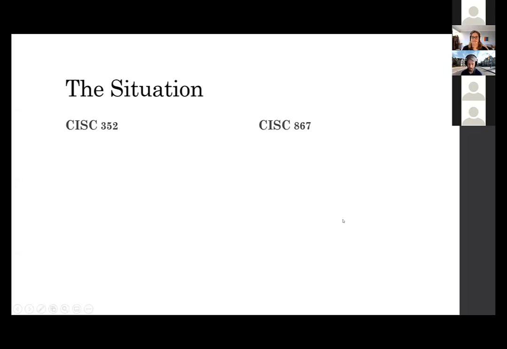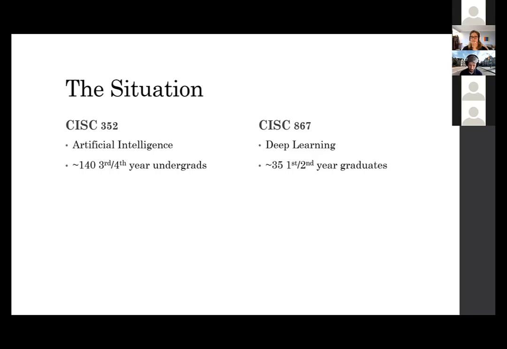So the situation was we had CISC 352 and 867. 352 is the area of artificial intelligence, and 867 is a graduate course on deep learning. Deep learning is a sub area of artificial intelligence, and these are the 2 flagship AI courses for our undergraduate and graduate programs, respectively. For 352, there were about 140 third and fourth year undergrads, and we had about 35 graduates inside of 867, first or second year graduate students.